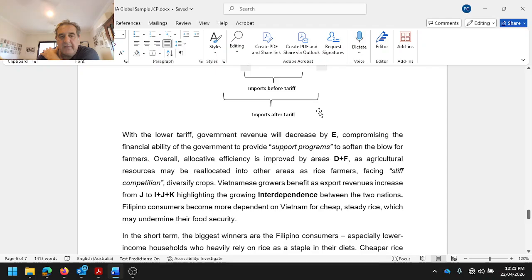Okay, so there's a little bit of an increase there, highlighting the growing interdependence between the two nations. So again, the Vietnamese growers are making more money out of the Filipino market, and that improves the level of interdependence. Then it finishes off with more discussion of the key concept. Filipino consumers become more dependent on Vietnam for cheap, steady rice, which may undermine their food security. Okay, so again, tipping the hat to the key concept and having an understanding that sometimes with greater interdependence, there are some unintended consequences.